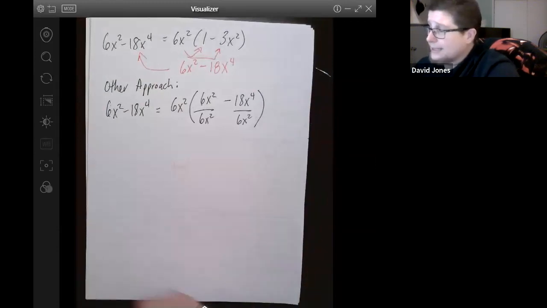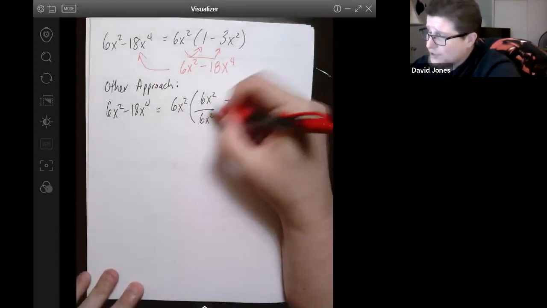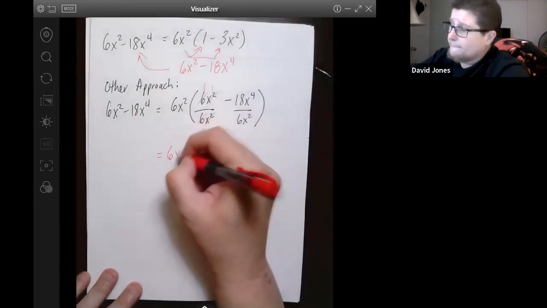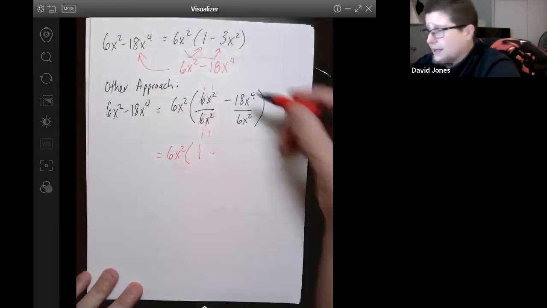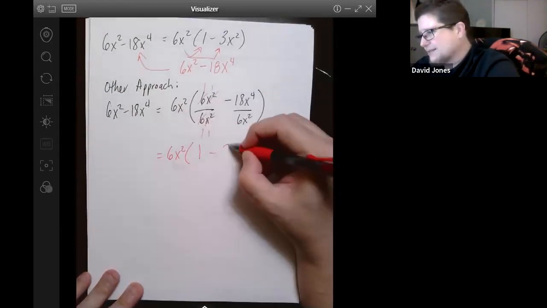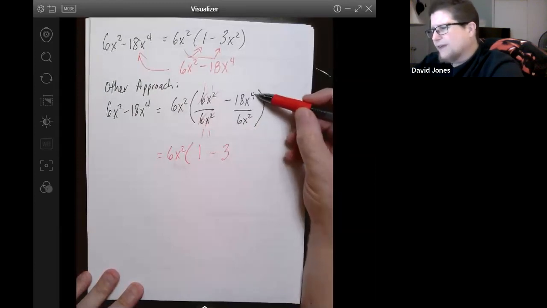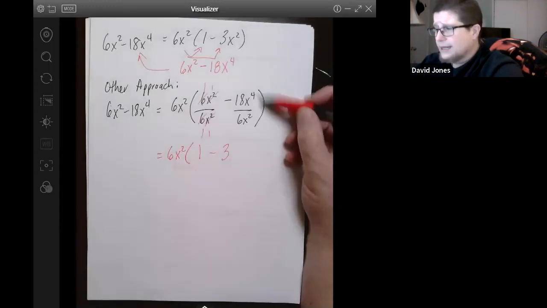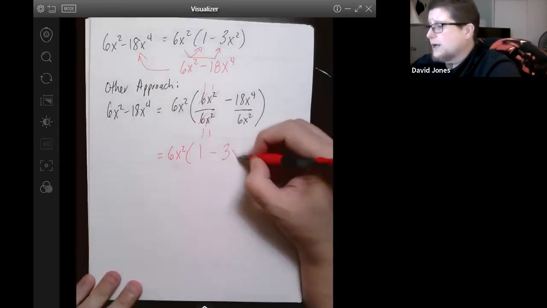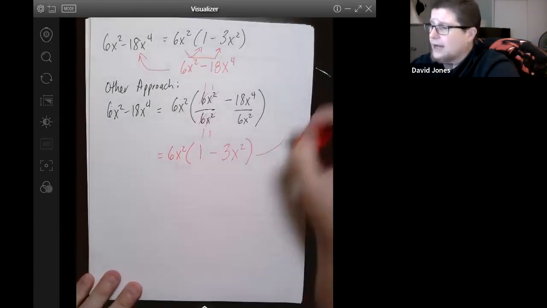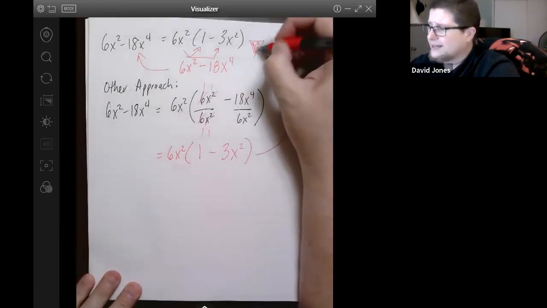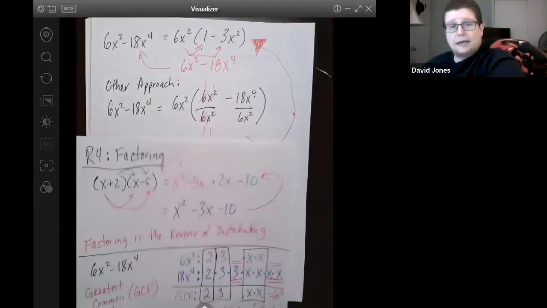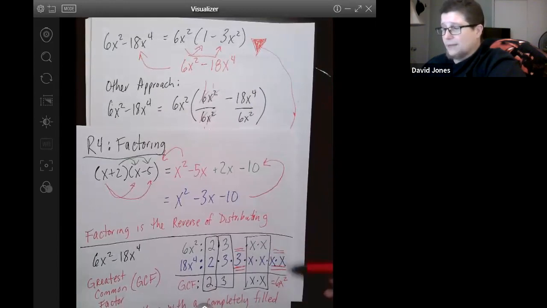But here I can see 6's cancel, leave behind a 1. X squareds cross each other off, leaves behind a 1. And then I've got 18 divided by 6 is 3. And when we divide exponentials, we subtract the exponents. So 4 minus 2 is 2, so we have an x squared. And notice that's up here. This gets the same result as using that thing I did with the table right here, the underlying method.